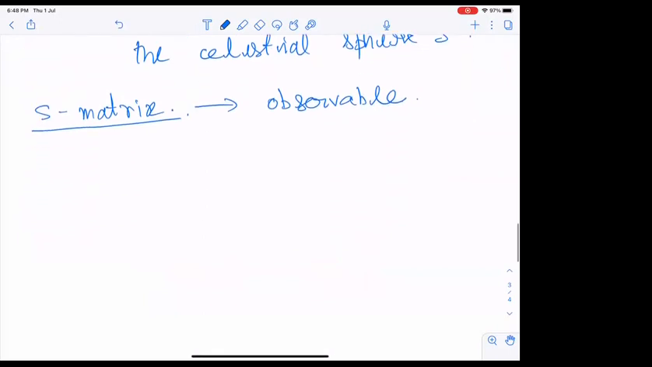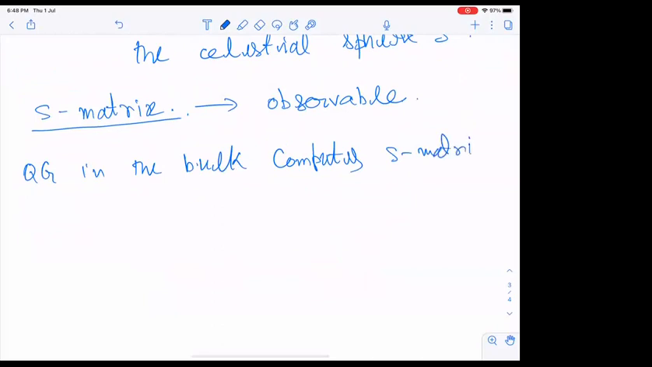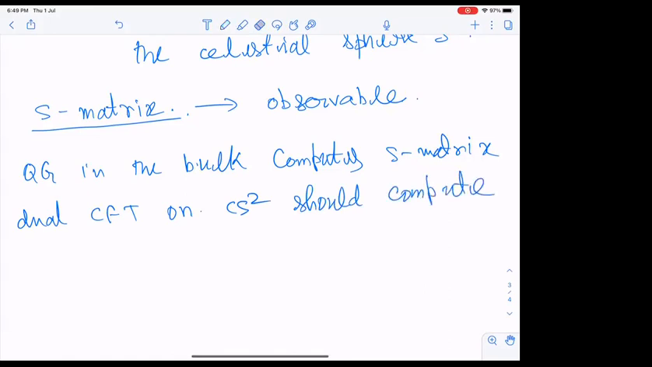Okay, so what we want is that the quantum gravity in the bulk computes the S matrix. For example, string theory does this, we all know. And the dual CFT on the celestial sphere, which let me call CS2, should also compute the same S matrix.